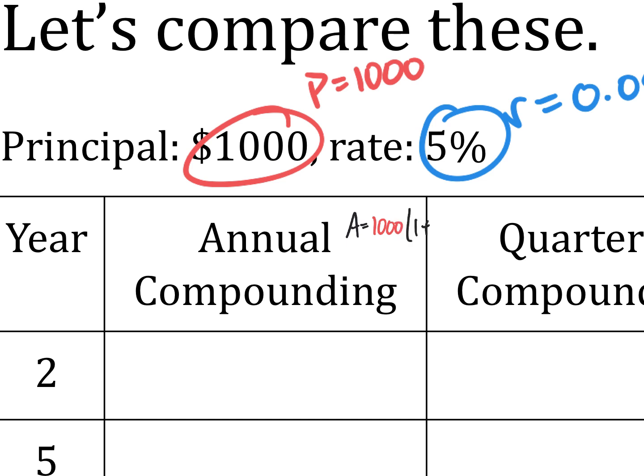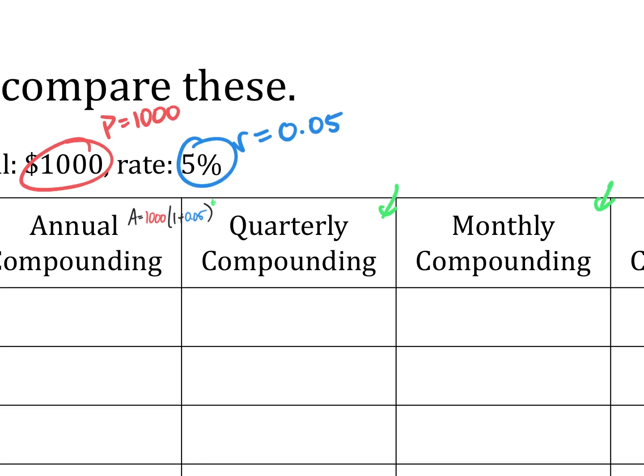times 1 plus 0.05 to the T. Over here, with the quarterly compounding, we're going to do the same formula, except it's the one that has the N's in it. So 0.05 is the same, divided by N, which in this problem is going to be 4 because there are 4 quarters in a year, to the 4T. Okay, the next one is the same, except we're going to change the 4 to a 12.